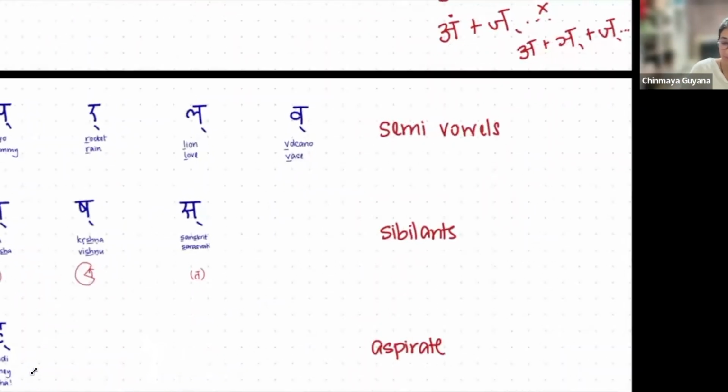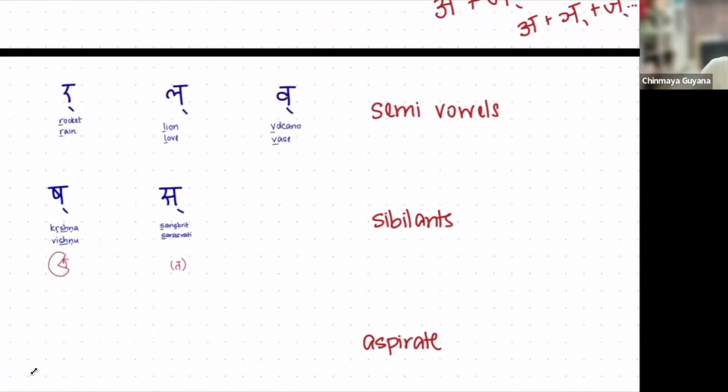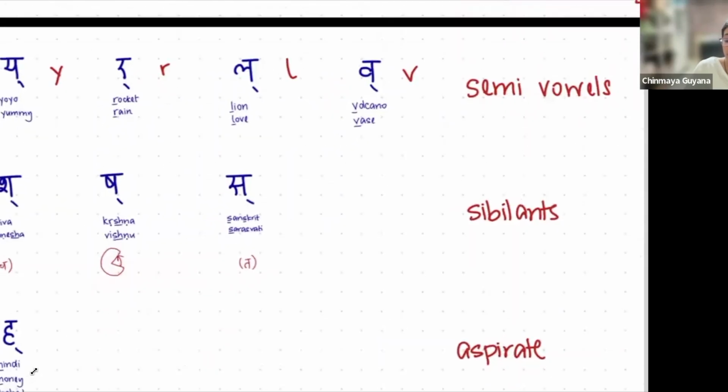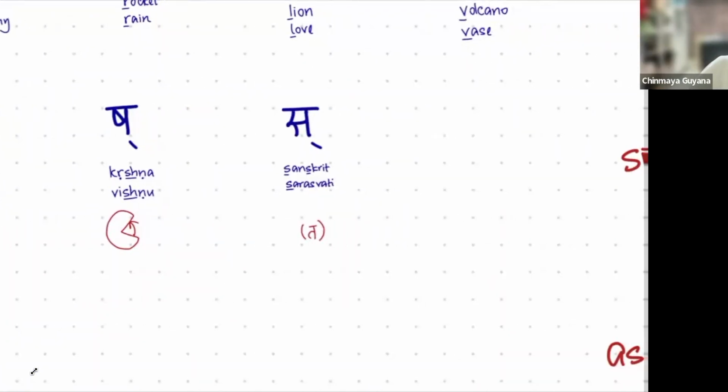Now we go to semi-vowels. Semi-vowels are ya, ra, la, va. That is not hard to mistake in English. It's the same sound. And then sh, sa. The sh is written as a S with a little hat. You know, this same accent is there in French, right? But it sounds different in Sanskrit. S with a little hat. Sh is written S with a dot underneath. And S is written like normal S.